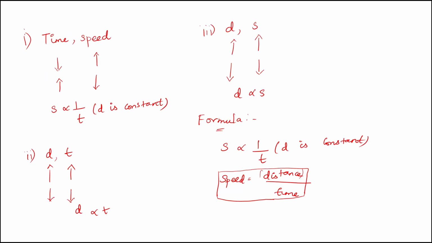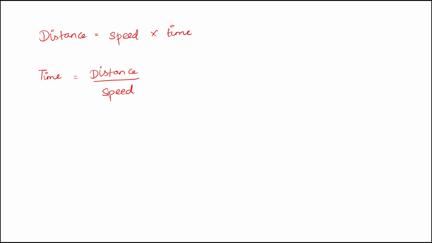One is distance, the other one is time. Distance equal to speed into time. Then time equal to distance by speed. Yeah, we have done with relationship between, then formulas. At last we will see conversions.